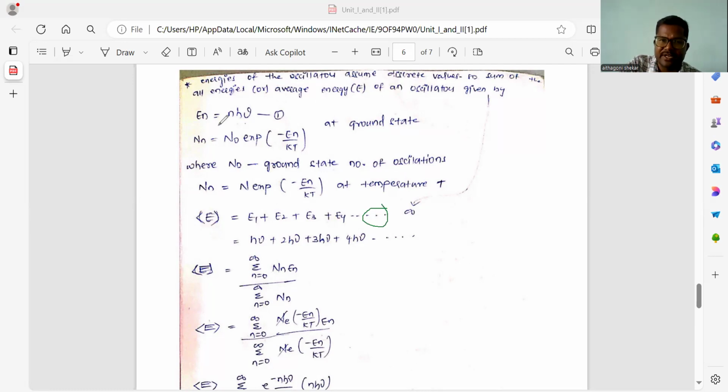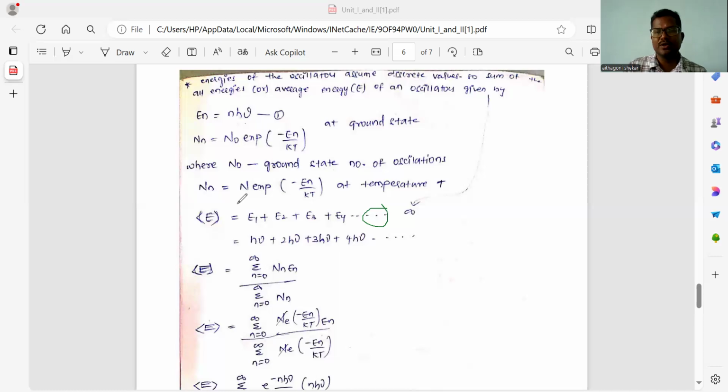En is the nth level; there are a number of energy levels. So En equals nhν, where n is 1, 2, 3 up to infinity. According to Maxwell-Boltzmann, Nn equals N0 times exponential of minus En by kT, where N0 is the number of oscillators in the ground state, at the absolute temperature T.